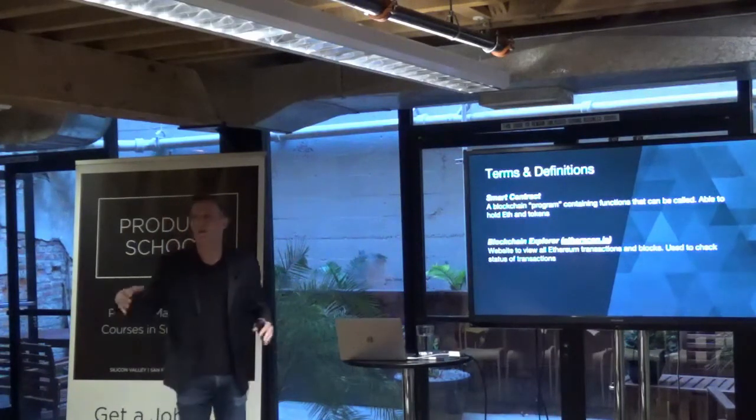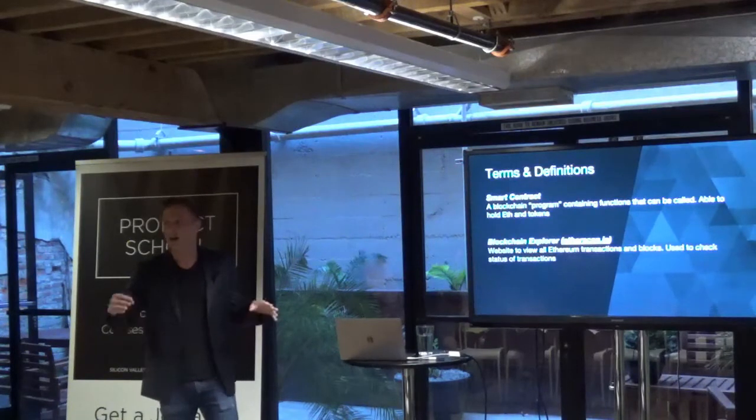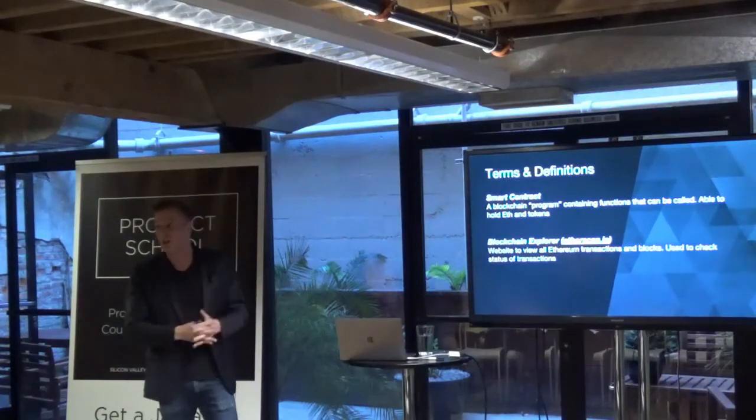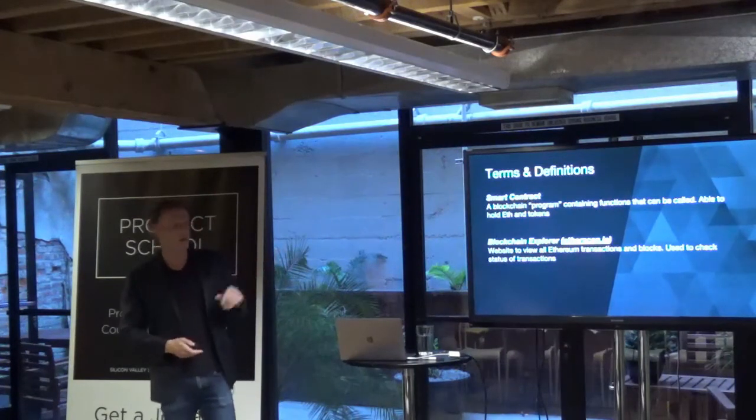So the question was, what triggers a function, or how do you call a function? So that's done by broadcasting a transaction. So you do that from a wallet app or some front-end GUI. And I'll touch on those 2 points later on.